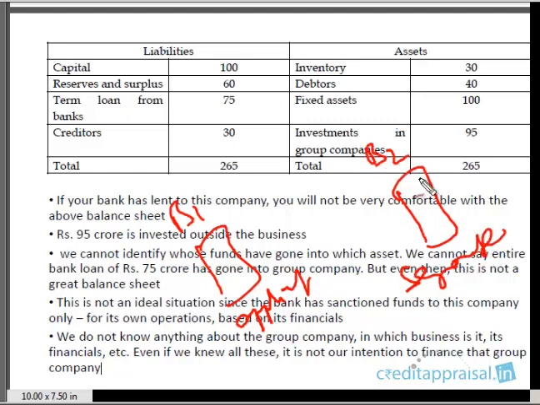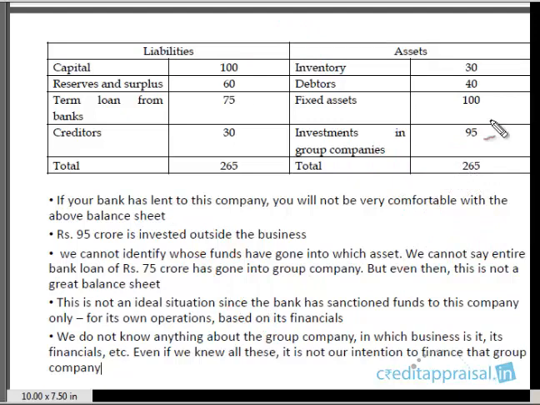We don't know what this business is. They might be related or completely different. We don't know. So if you see, this applicant company B1 has some investments in the group company of 95 lakhs. You see here what has happened. This company, the applicant company, which has sanctioned limits, because we already have a term loan, right? We sanctioned some limits to this company B1. Now this B1 has some investments in the group companies.